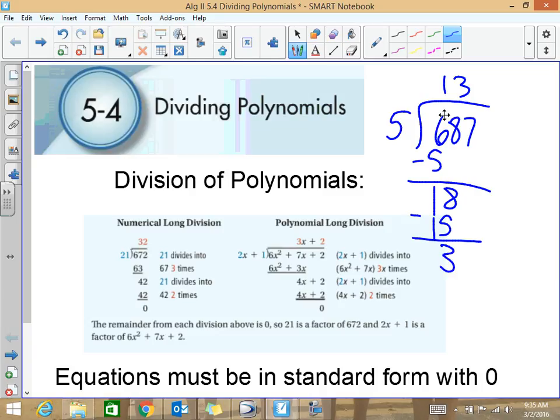Then we bring down the 7, right? How many times is 5 going into 37? 7. So 7 times 5 is 35. And then we subtract. And 37 minus 35 is 2. So if we take you back to third grade before you discovered decimals, right, we would be finished, right? So the answer would be 687 divided by 5 is 137 with a remainder of 2.